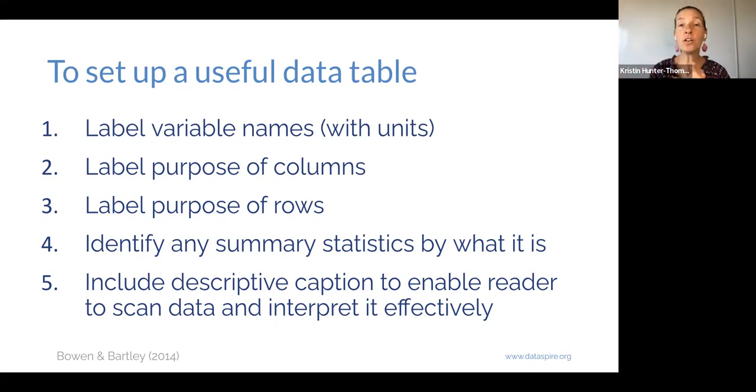So make sure your variables are really well named, ideally with units, but not in the cell. So either in the title or the column header or the row headers. Label the purpose of the columns so that we know 1952, 62, 72, 82, that those are actually years. Label the purpose of the rows. So we have the country as the column header, to give you a sense that each row is a country in that data table that I just showed you.